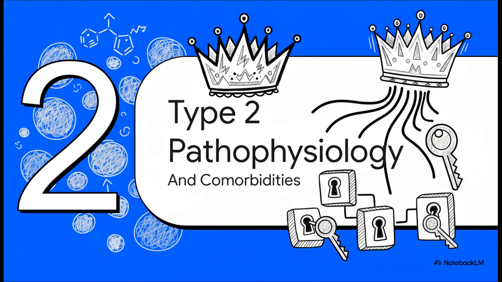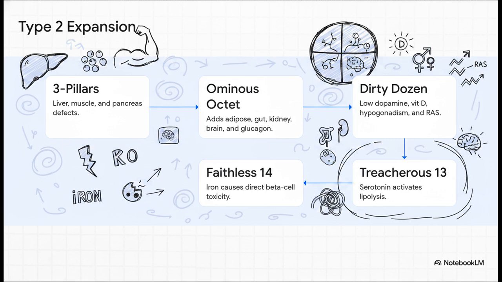Moving right along to Section 2, Type 2 Pathophysiology and Comorbidities. Look, while hyperglycemia is the universal phenotype of all diabetes, in type 2, insulin resistance is the absolute, undisputed kingmaker. We used to look at this through a really simple 3-pillar model: increased hepatic gluconeogenesis, impaired skeletal muscle glucose uptake via GLT4, and defective pancreatic beta cell secretion.